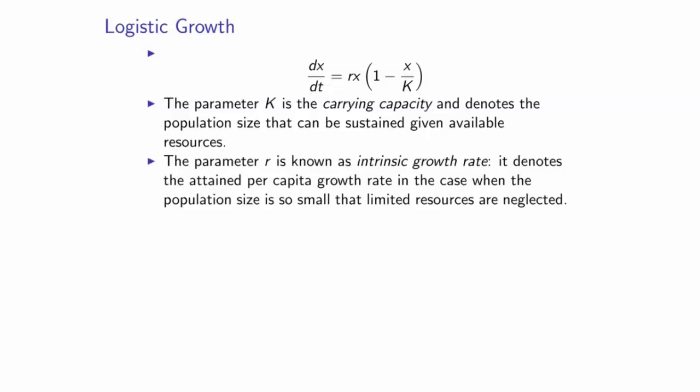Specifically, it's called the intrinsic growth rate. And this parameter quantifies the attained per capita growth rate in the case when the population size is so small that basically resources are very available, right? The limitation of resources can be neglected due to the infinitesimal size of the population. Of course, I'm skipping several steps here.